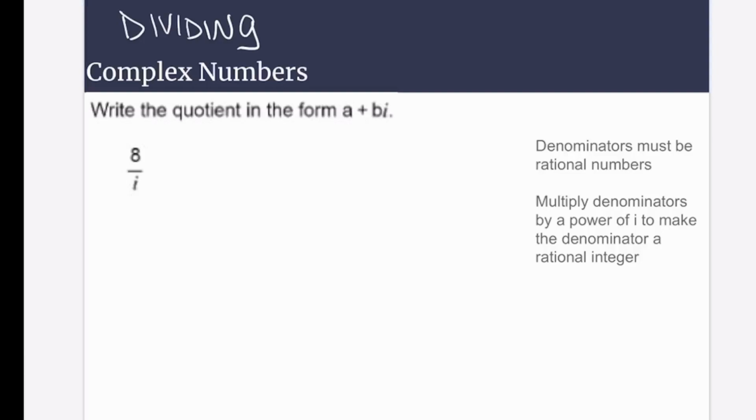So, dividing complex numbers. We're going to write the quotient in the form a plus bi. Again, this is standard form, where we write the constant first and then the imaginary term second. When we have denominators, they have to be rational numbers, so we can't have i, an imaginary number, in the denominator. It has to be some kind of integer rational number so that we can actually divide.